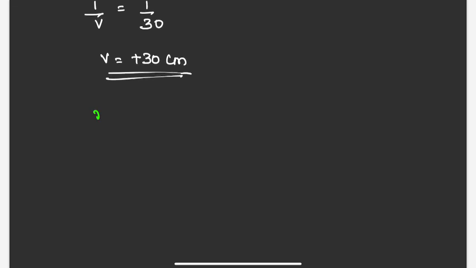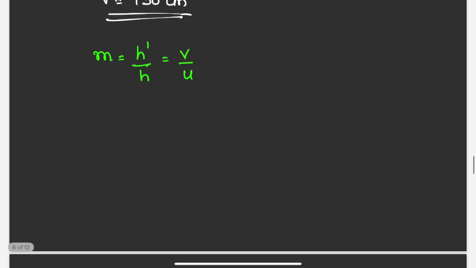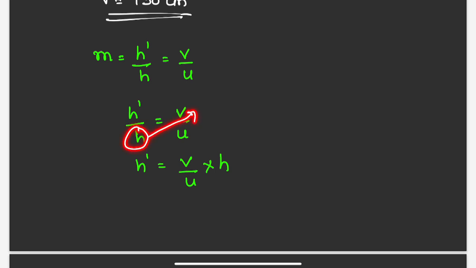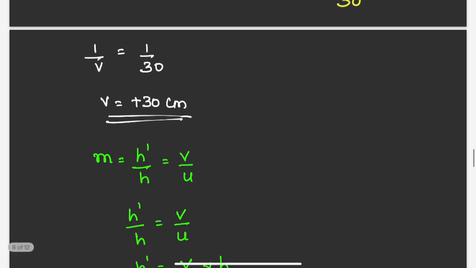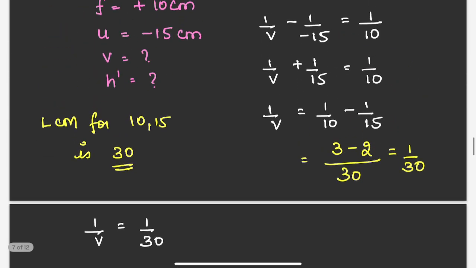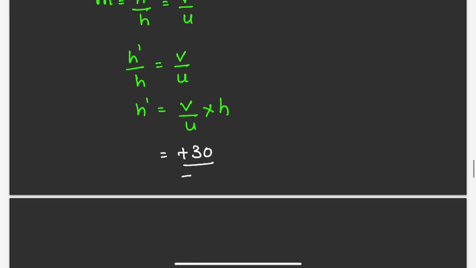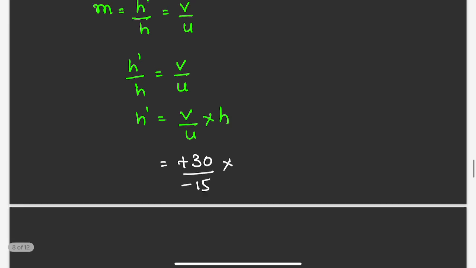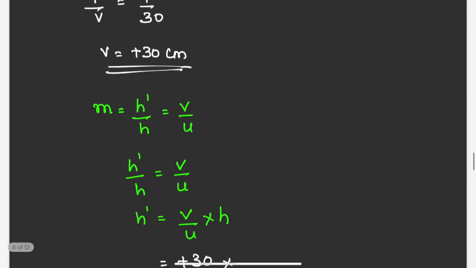So h dash, we have the formula magnification is equal to h dash divided by h is equal to v by u. So now we will take only this much. h dash by h is equal to v by u. So h dash is equal to v by u into h. Now this h you take to the numerator. Now substitute the values. How much is the v value? v is 30. So plus 30 divided by u value, which is minus 15, into h value. What is the h value given? h is plus 2.